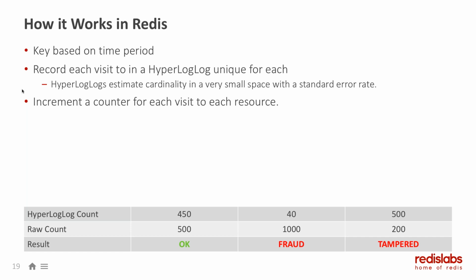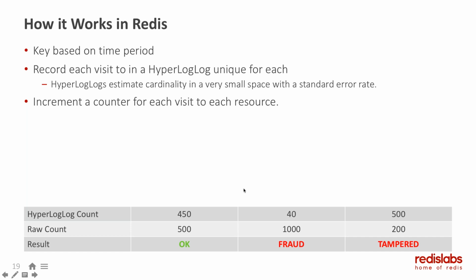Now, the other one is, let's say that you have something where the HyperLogLog count is higher than the raw count. In this case, you know something is very wrong because HyperLogLog estimates cardinality, and the cardinality is much higher than the raw count. In that case, you have an example of something being tampered with. So you have this little proof that somebody has gotten access to something, and that would be really, really bad. So you have these three conditions that you can have: okay, fraud, and tampered with. I would say the far right column would be very, very unusual.